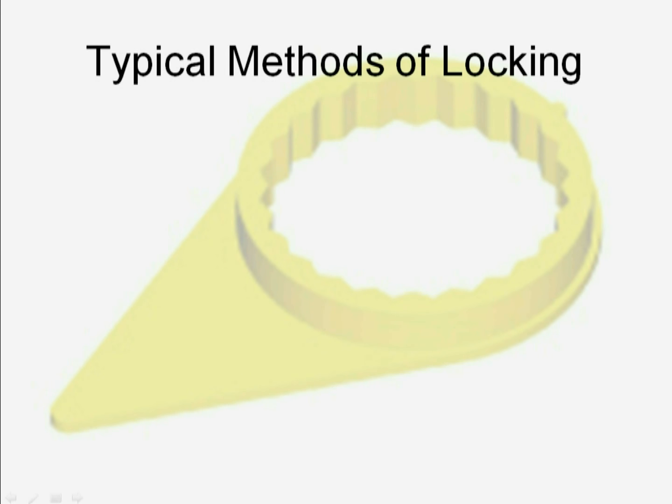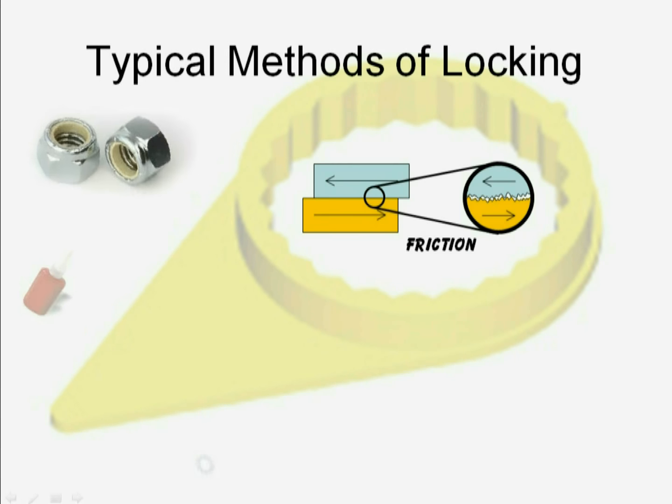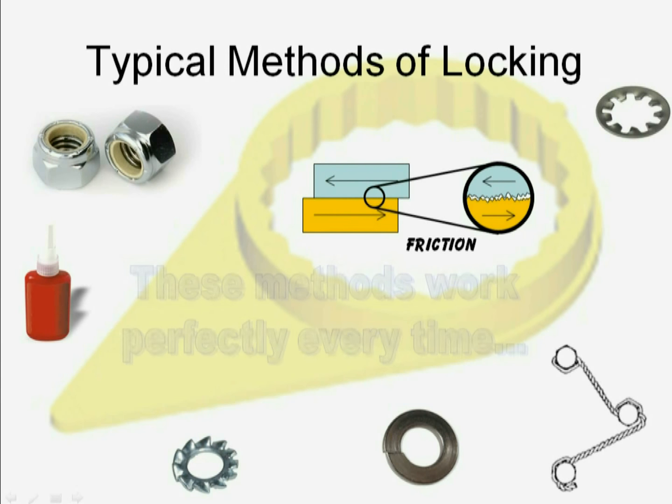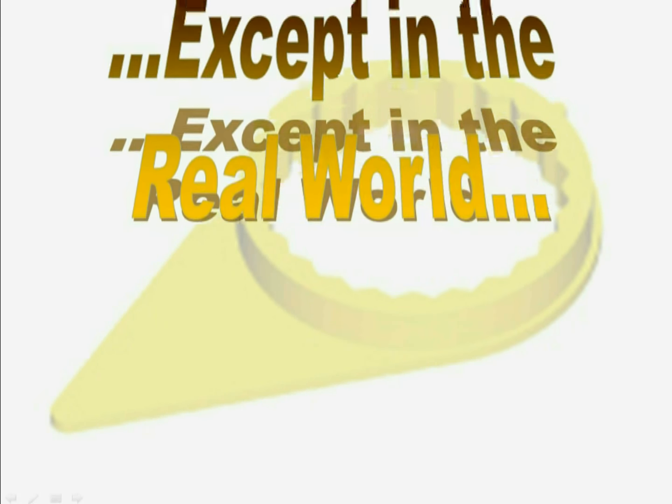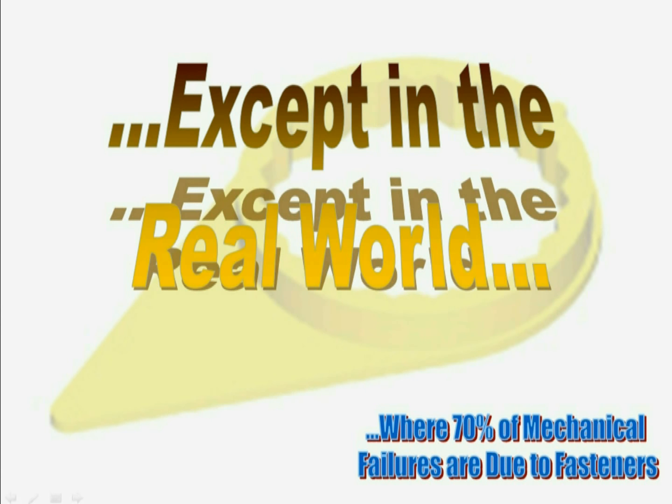Let's take a look at some typical methods of locking. As we said, just plain friction is one method. There's also nylon type nuts, there's locking compounds, a variety of forms of locking washers, and tie wires. And these methods work perfectly every single time. Except back in the real world, where 70% of mechanical failures are due to fasteners.